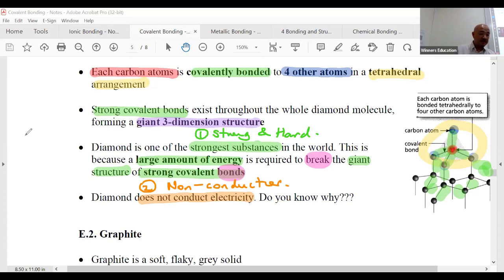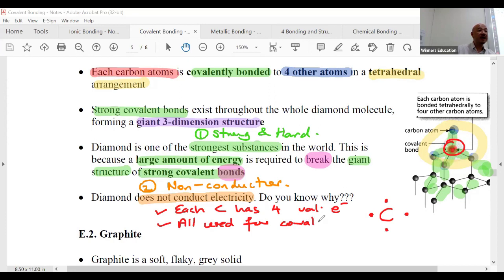Because if you look at the carbon, a carbon is in which group? Group 14. How many valence electrons does it have? 4 valence electrons. Right? So each carbon has 4 valence electrons. All of them are used for covalent bonding. Is anyone left behind? No. Therefore, there is no mobile what? Electrons, not ions. Remember, covalent molecules have no ions.